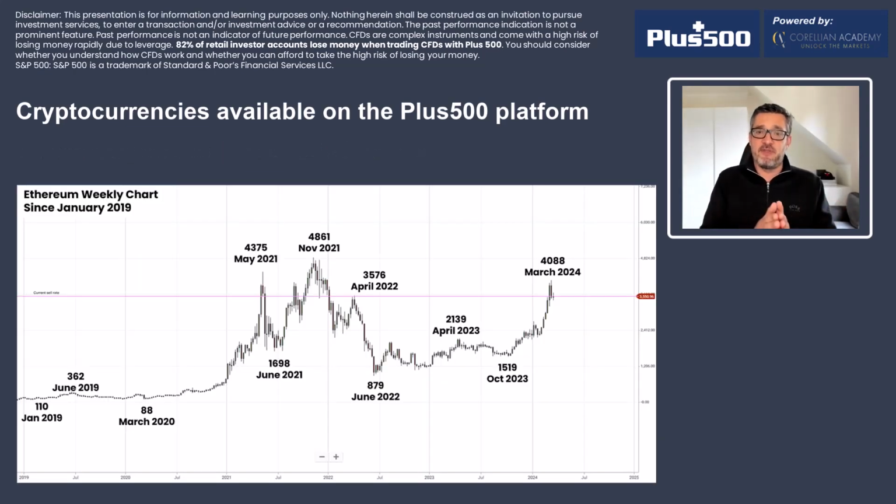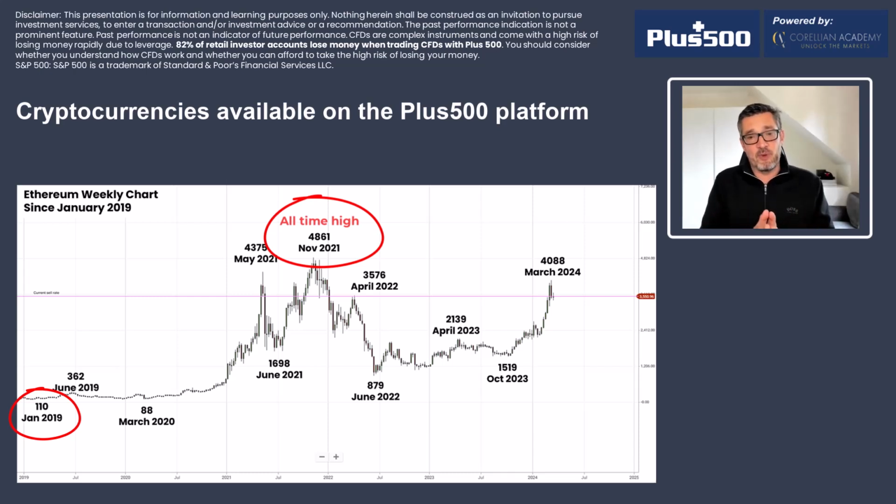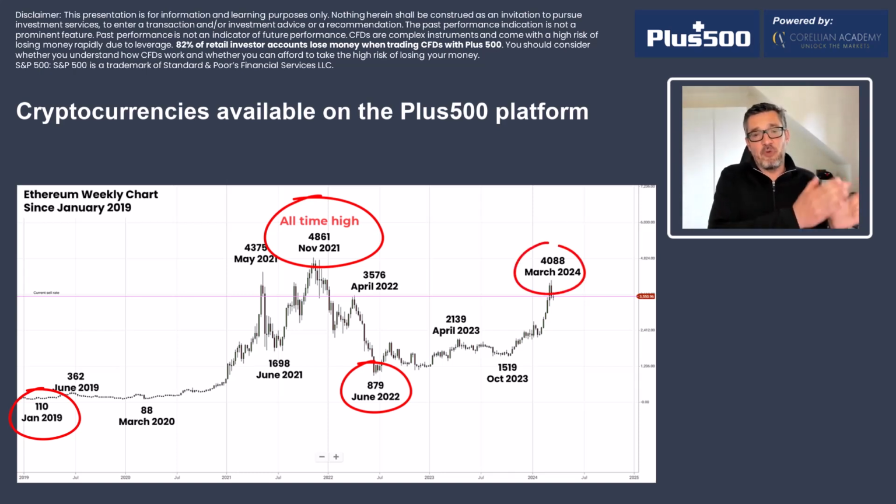Looking at the prices of Ethereum since 2019, you can see it's followed a similar price action to Bitcoin, rising from $110 in January 2019 to its all-time high at $4,861 in November of 2021, before hitting a low at $879 in June 2022, and then rising to a high of $4,088 just 2 weeks ago.